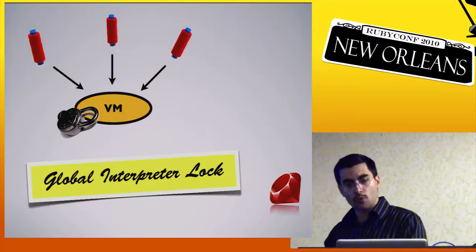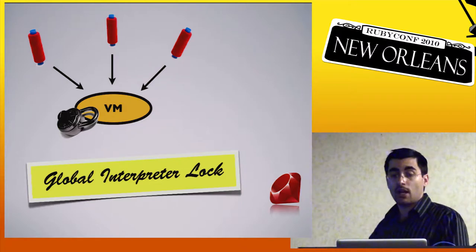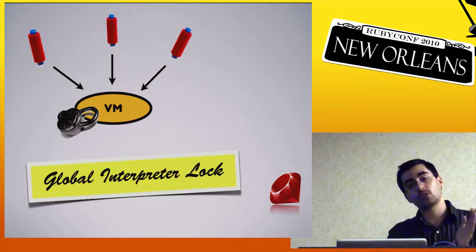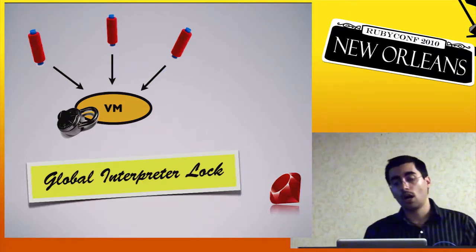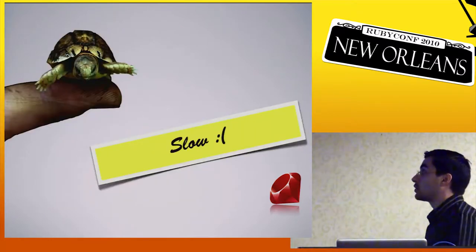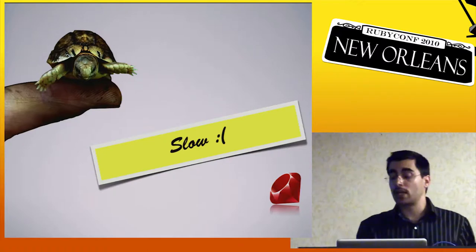So in Ruby, currently, this is how it works. If you have a thread, the thread gets a lock, so every single thread will be locked and cannot talk to the same data at the same time. So the problem with this is that it can be slow. So if you have multiple threads, you have to wait until they all get scheduled.